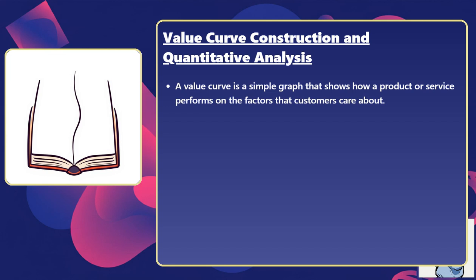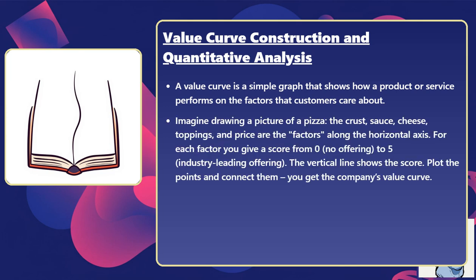A value curve is a simple graph that shows how a product or service performs on the factors that customers care about. Imagine drawing a picture of a pizza. The crust, sauce, cheese, toppings, and price are the factors along the horizontal axis. For each factor, you give a score from 0 to 5, where 0 means no offering and 5 means industry-leading offering. The vertical line shows the score. Plot the points and connect them, you get the company's value curve.